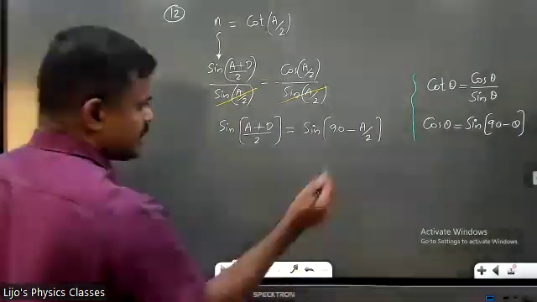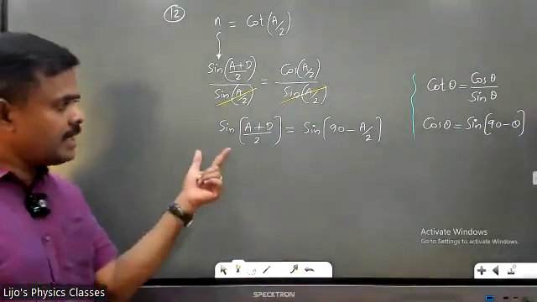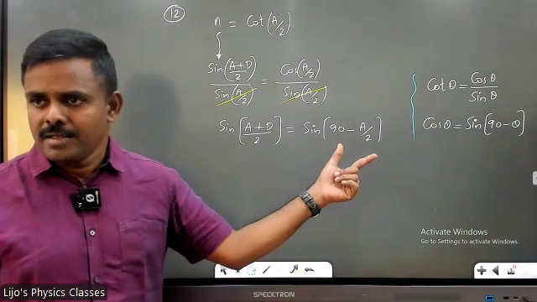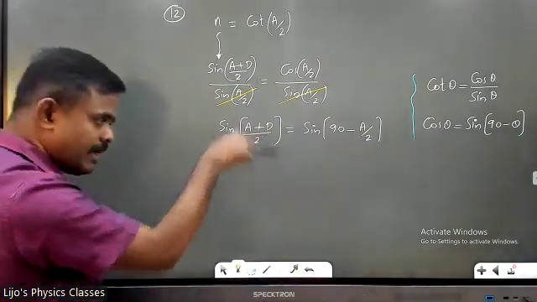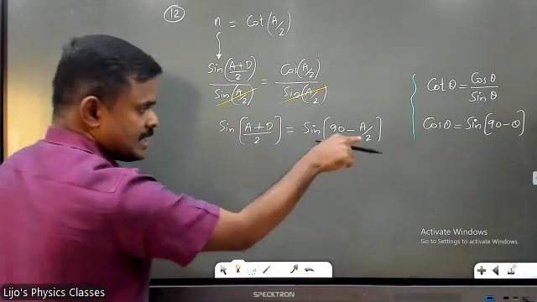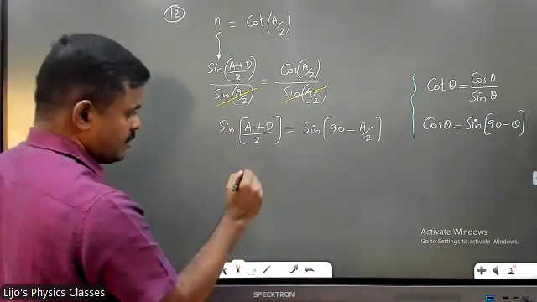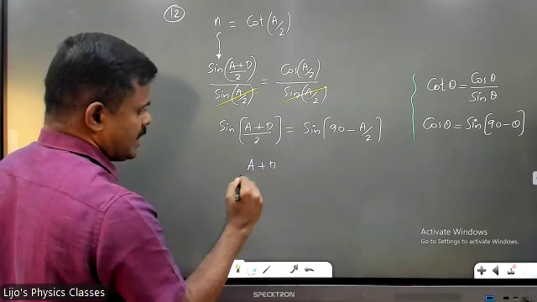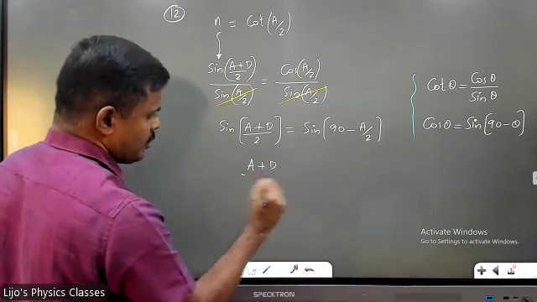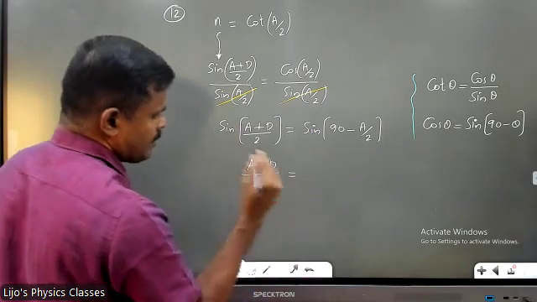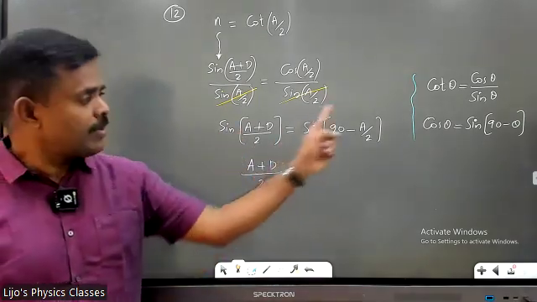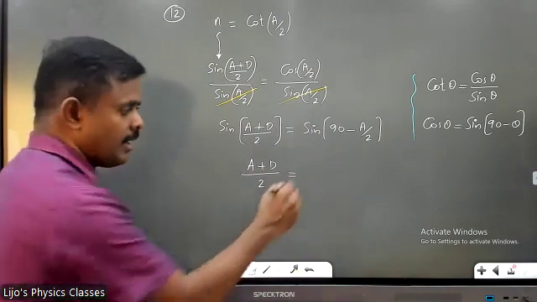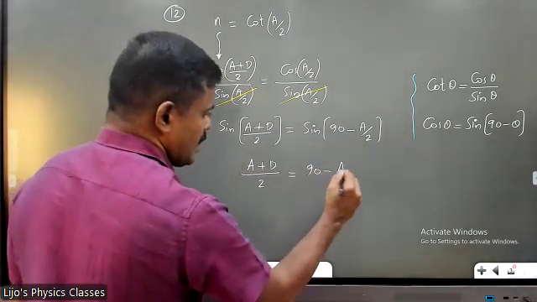You do it systematically, it's nothing, very easy. This is sine, this is sine. Okay. So the brackets can be compared. Sine of theta will be theta itself. So just imagine that you are cutting sines on both sides, which you can't do practically, but still. Sine of A plus D by 2 is A plus D by 2. Sine of 90 minus A by 2 is 90 minus A by 2.